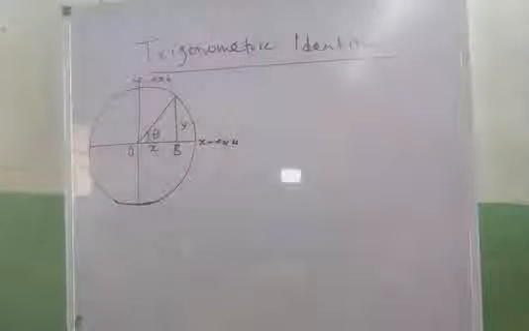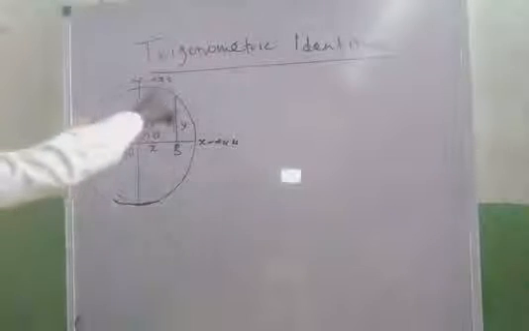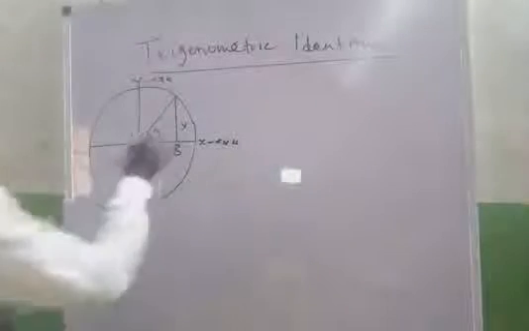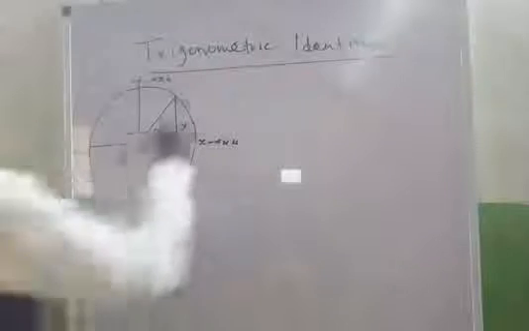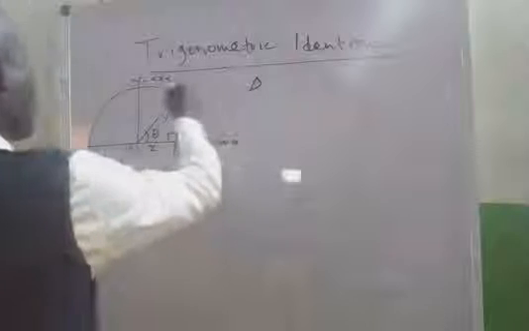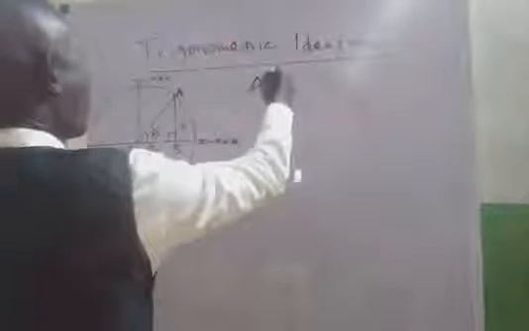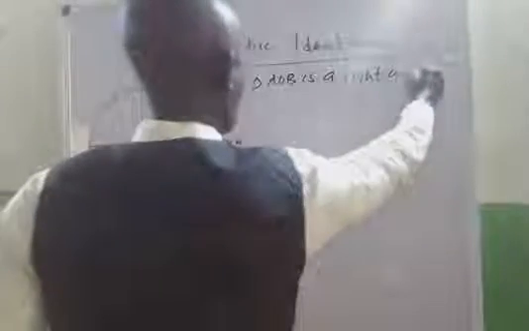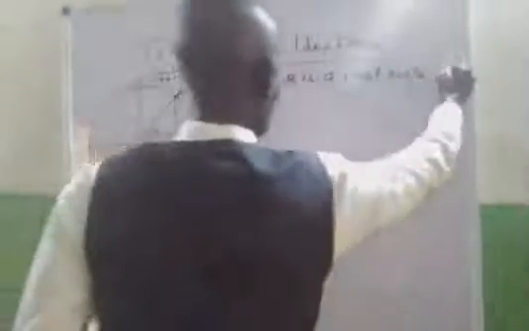Now we are going to be looking at trigonometric identity. Now we have a triangle with an angle theta. This is y, the vertical part of the triangle, and this is x, the horizontal part of the triangle. This triangle AOB is a right angle triangle.